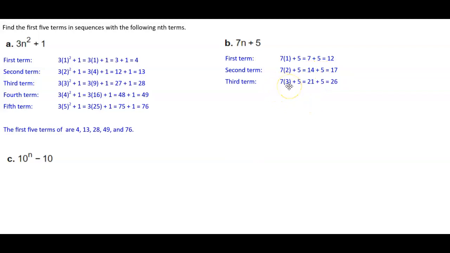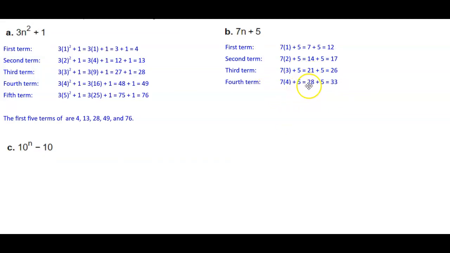7 times 3 is 21 plus 5 gives us 26. 7 times 4 is 28 plus 5 gives us 33. 7 times 5 is 35 plus 5 gives us 40. Therefore, the first 5 terms are 12, 17, 26, 33, and 40.